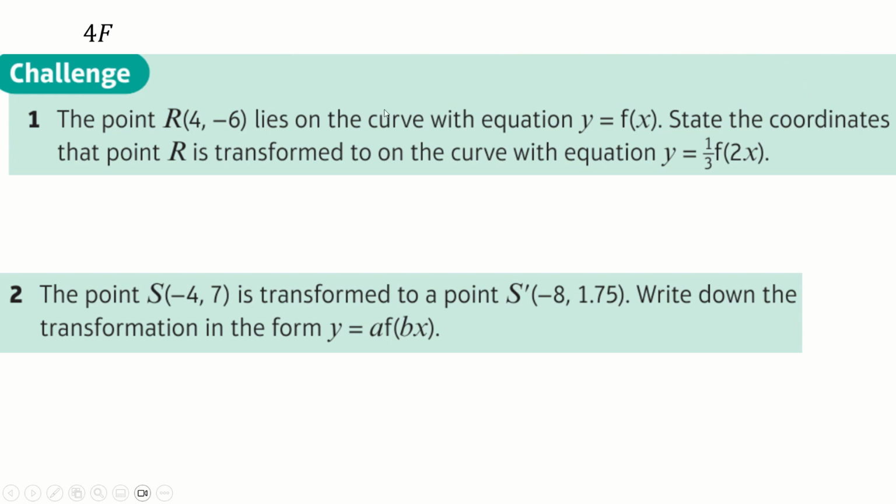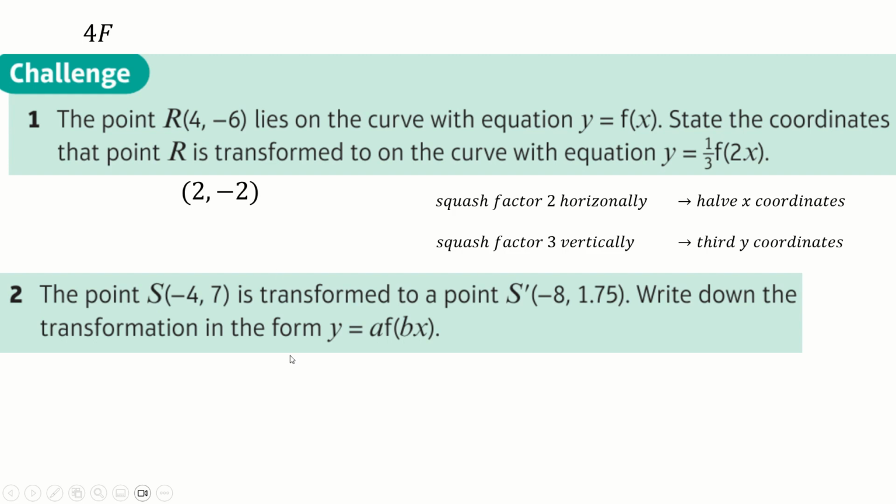Here we've got a point which is this, and it's transformed like this. Now this here, the 2x in the brackets, of course, means a squash horizontally factor 2. So all the x coordinates are halved if you're squashing towards the y-axis. So x coordinate halves means this is now going to be a 2. And of course, a third in front of the function means it's going to be a squash of factor 3 vertically. So all the y coordinates are thirded. So this is going to become a -2. And that will be our answer.